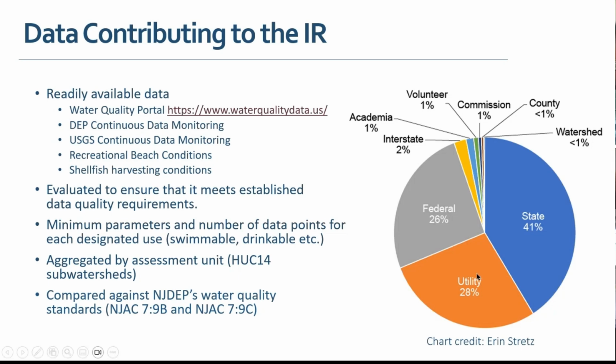And Erin put together this chart for the 2018-2020 integrated report showing where the different data came from. And community water monitoring is under the volunteer category, and 1% of the data came from volunteer groups. So it's very helpful in the report. We have a little more detail on that.